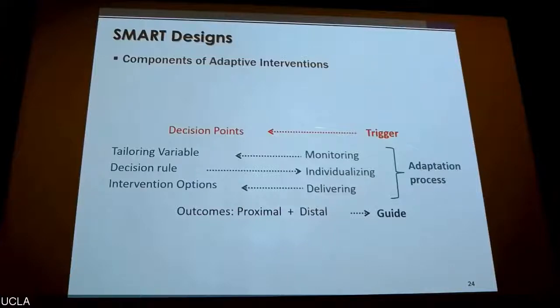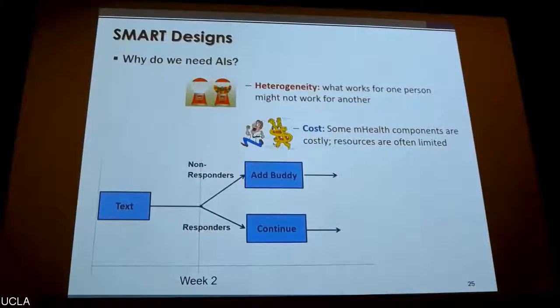This adaptation process is triggered at decision points, and it is guided by the need to achieve proximal outcomes that can help us achieve the long-term goal of the intervention. So far, so good? Okay, so why do we even need that? Why do we need adaptive interventions? There are many reasons why we should consider them. I just want to talk about 2 reasons.